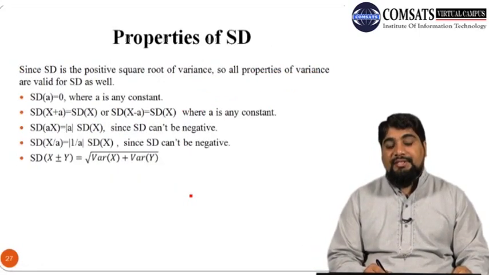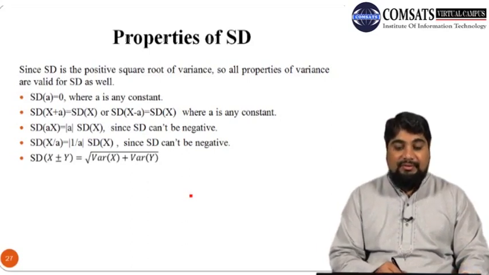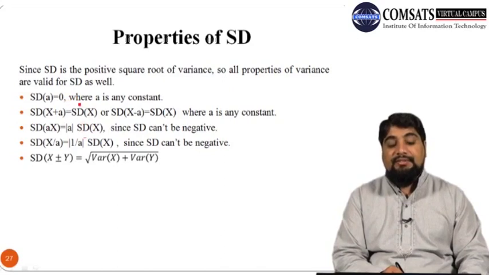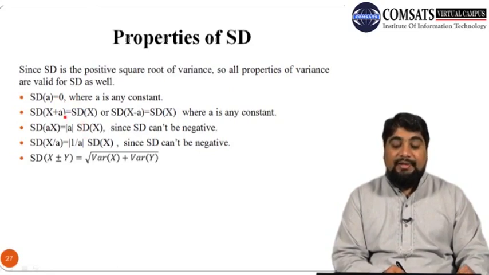So now we discuss the properties of standard deviation. Since standard deviation is the positive square root of variance, all the properties of variance are valid for standard deviation as well. So I am briefly explaining all of them. The standard deviation of a constant is 0. So SD of A is 0, where A is any constant, and it is independent of change of origin.